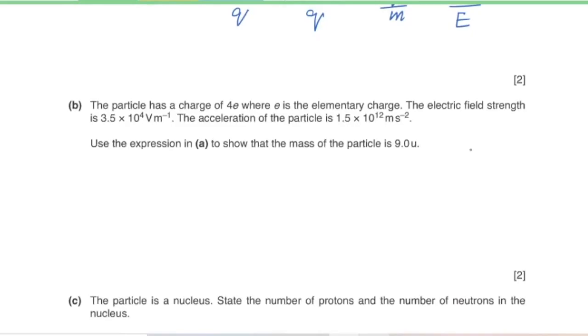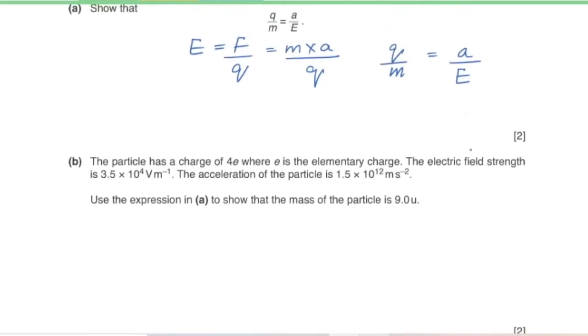Part B, the particle has a charge of 4e, where e is the elementary charge. The electric field strength is 3.5 into 10 to the power of 4 volt per meter. The acceleration of the particle is 1.5 into 10 to the power 12. Use the expression in part A to show that the mass of the particle is 9u. Note that this is not in terms of kilograms, but the unit u. Okay, so every u contains 1.66 into 10 to the power of negative 27 kilograms. Now we need to find the mass first in kilograms, and then we'll convert that to unit u.